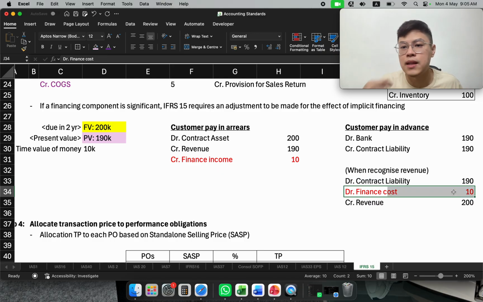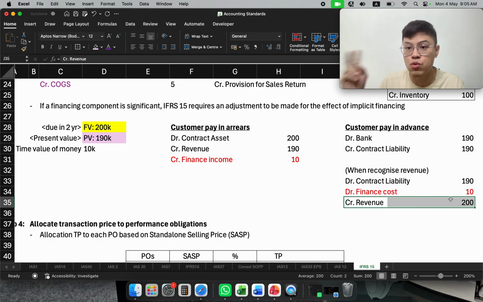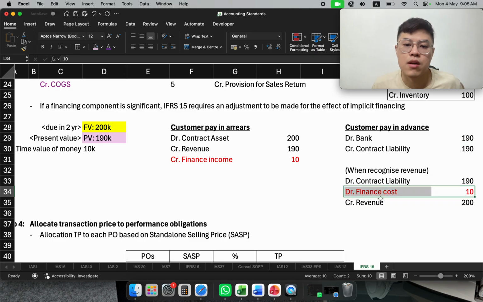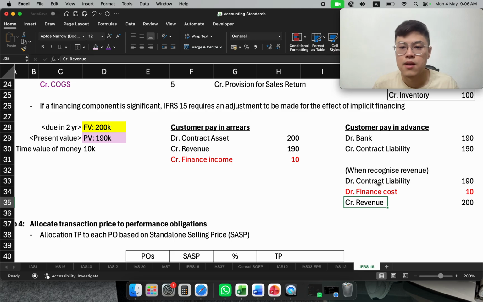The customer actually paid you money in advance, and after 2 years' time, there will be an unwinding interest, because the real revenue in the future is 200K worth, but you only received 190. So the difference is the finance cost. So this is what they say in financing components.